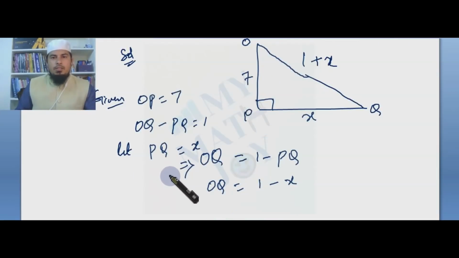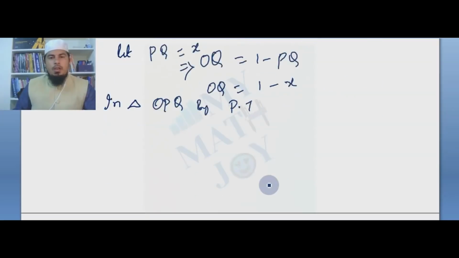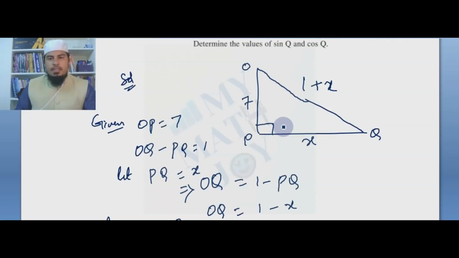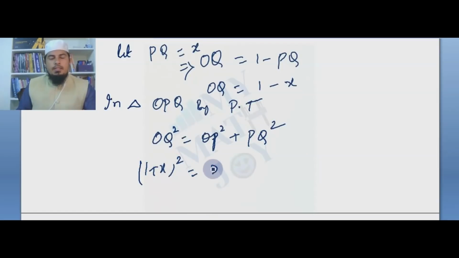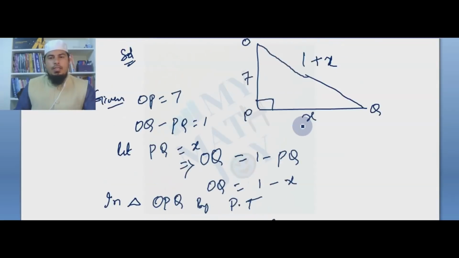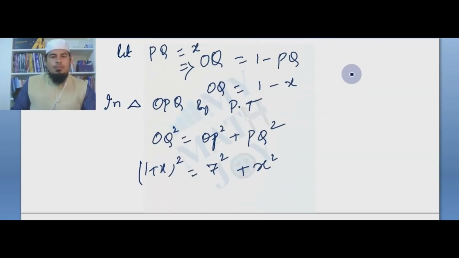Now let us take Pythagoras theorem and solve this problem. So we are applying Pythagoras theorem now in triangle OPQ. By Pythagoras theorem we will get, so please see, OQ square is hypotenuse square, equal to OP square plus PQ square. Your OQ is 1 plus X, OP is 7, so 7 square plus PQ is X square. PQ is X, OP is 7, OQ is 1 plus X.